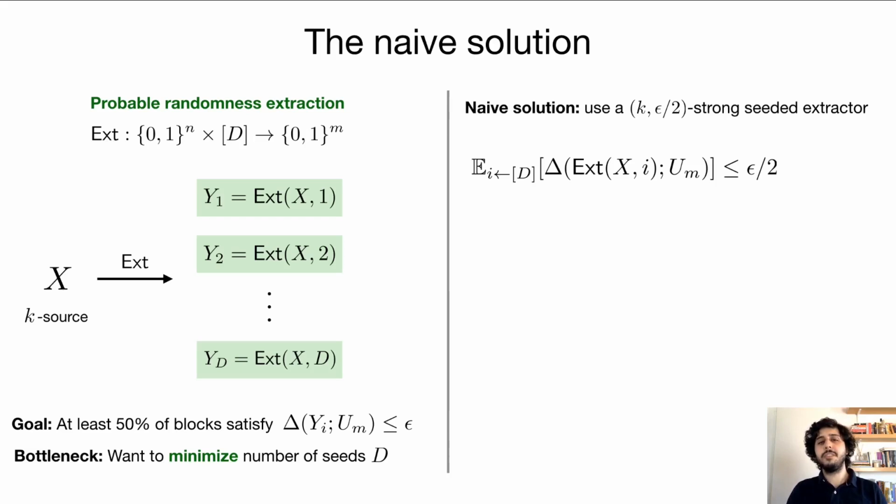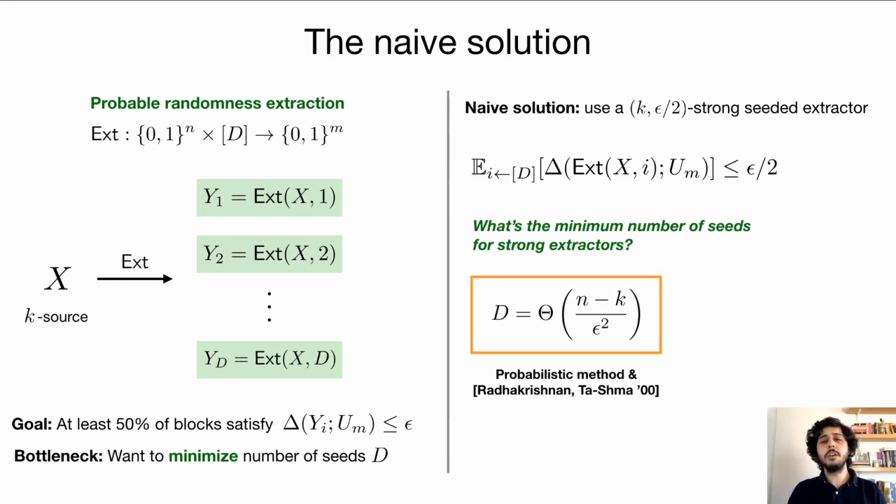And so in order to evaluate the performance of this naive solution, we can ask what is the minimum number of seeds required for a strong extractor. And this turns out to be a very well understood problem, and it is known that the minimum number of seeds for strong extractors scales like n minus k over epsilon squared. And the upper bound comes from the probabilistic method. The lower bound was proved by Radhakrishnan and Ta-Shma. So we know that if we want to use a naive solution, then we need at least n minus k over epsilon squared seeds. So then the natural question is, can we do better than this for probable randomness extraction?